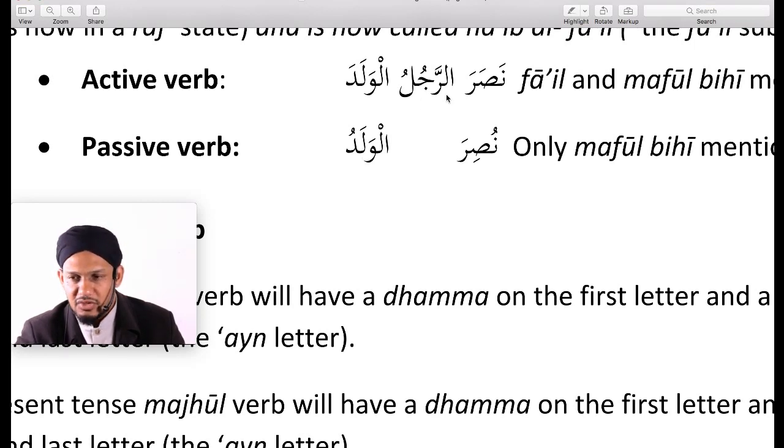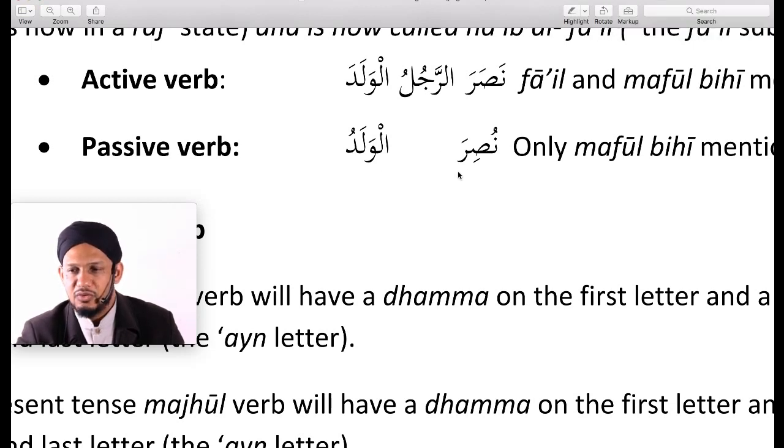So for example, look at the first example. Nasara al-rajulu al-walada. Who was helped? The boy was helped, and the boy is maf'ulun bihi. But when I have a majhul verb, that thing that was the maf'ulun bihi now gets a raf'un state. Nusira al-waladu. And we now don't call it maf'ulun bihi anymore, we call it naibul fa'il. Naibul fa'il means it is the replacement of the fa'il or the substitute of the fa'il.